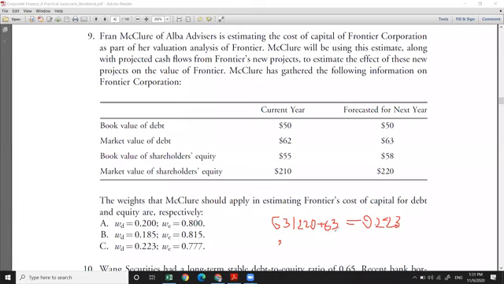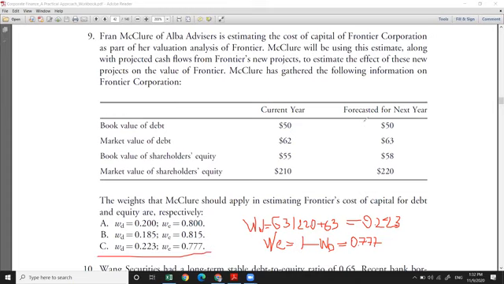You can do it like equity divided by debt plus equity, or do the same thing like the proportion of equity is equal to 1 minus the proportion of debt. These are the straightforward things. I mean, it's very easy to calculate. So the answer is C.